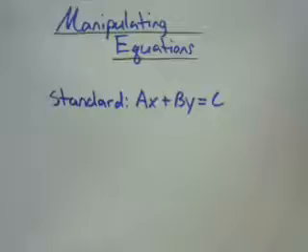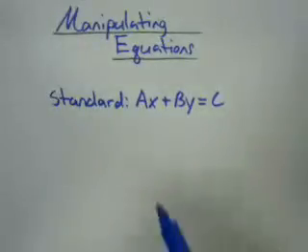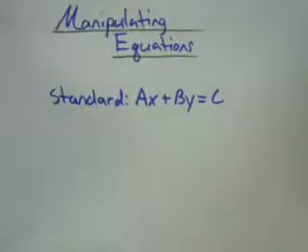This is really a step we want to first take when we're given an equation in standard form. Standard form being the x and the y are on one side, and a constant is on the other. And we want to transform this into a y equals equation. Okay? So what we need first is an example problem.